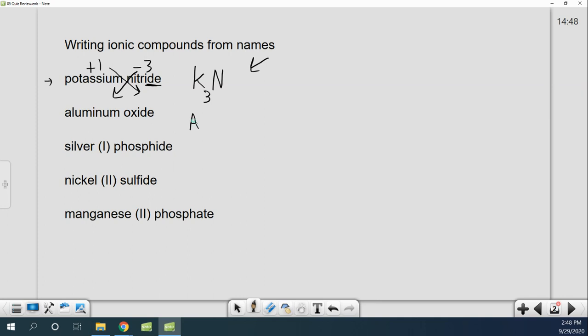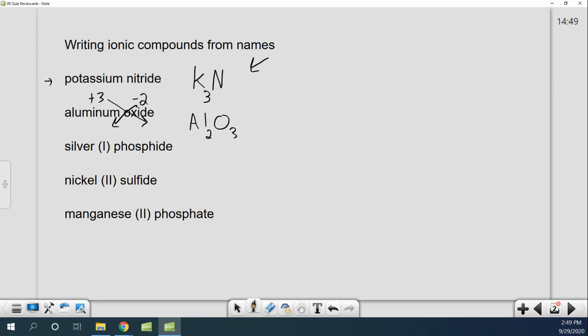Aluminum oxide, Al O. Not done yet because I have to check and cross down my charges. So aluminum, if I check my periodic table, it's always a +3. Oxygen, checking the periodic table, always a -2. So I cross them down. The 2 goes to the bottom of the aluminum. The 3 goes to the bottom of the oxygen. So the 2 goes down there. The 3 goes down there. And I'm done. That'll work.